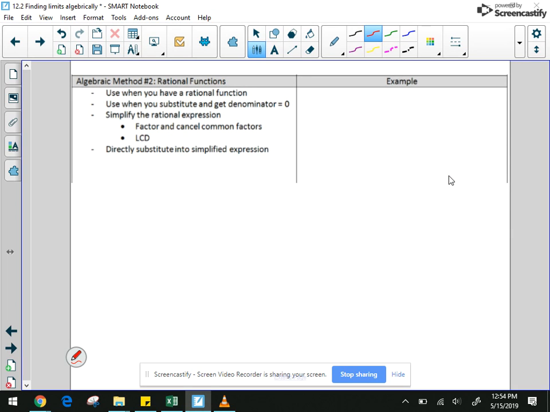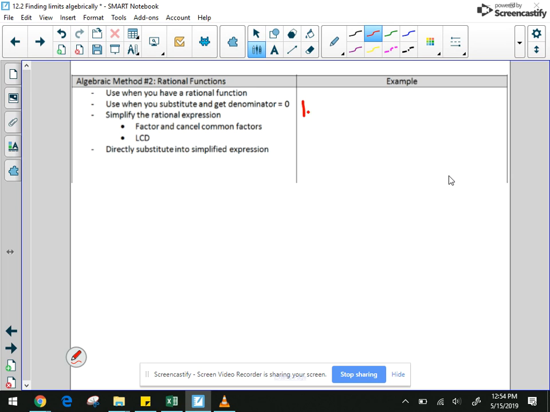Moving on, the next method, if you cannot directly substitute, is a method for rational functions. It says over there, use when you have a rational function. If you would substitute and get a denominator of 0, what we're going to do is, if possible, simplify the expression so we can factor and cancel common factors, get LCDs if needed, until we get to a point where hopefully we can directly substitute.